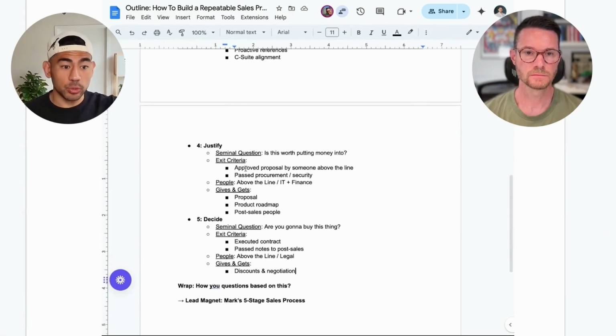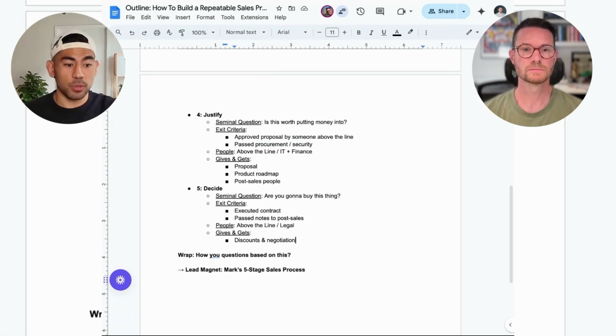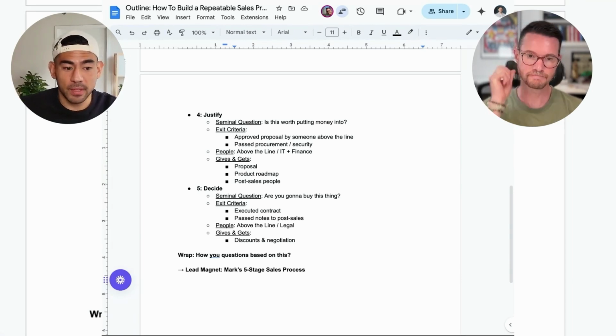Stage 1 was interest, and the question we were trying to answer is, do they have a problem we can solve? Stage 2 was investigate. The question we're trying to answer is, are the problems big enough to solve? Stage 3, validate. Will they agree on how to buy? Stage 4, justify. Is this worth putting money into? And then stage 5, decide. Are they going to buy this thing?